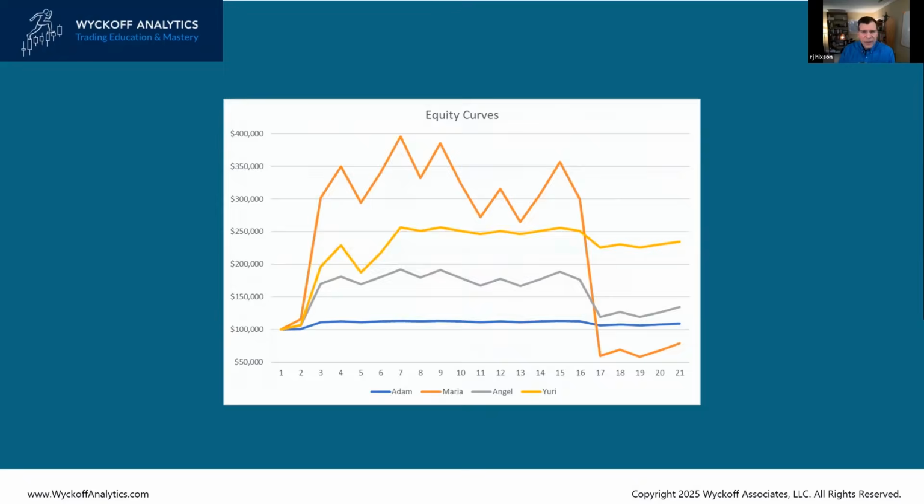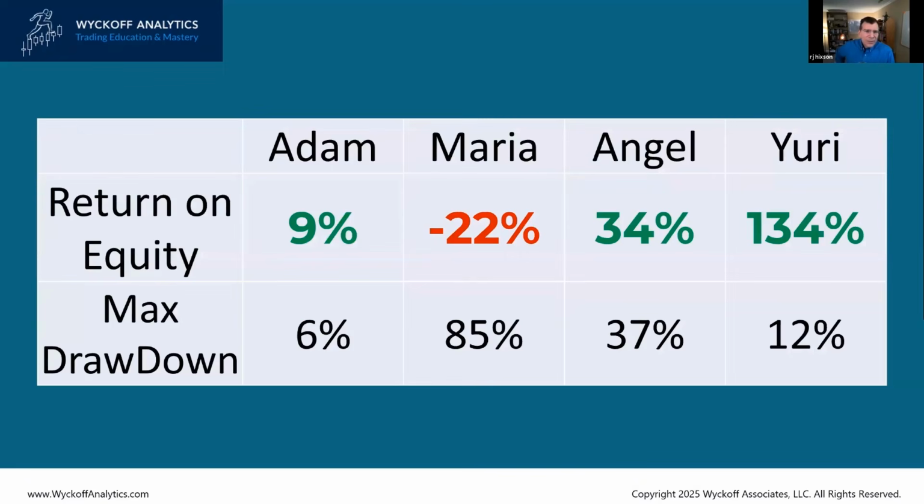If we look at the results, the return for each of these folks: 9% return for Adam. Maria lost 22%. Angel had a 34% return on her equity, and Yuri more than doubled his equity. Let's look at the drawdowns. We have between the smallest, 6% for Adam, all the way up to Maria's 85%. So she didn't lose 100%, but she had a drawdown of 85%. Anybody ever had one of those? Oof.